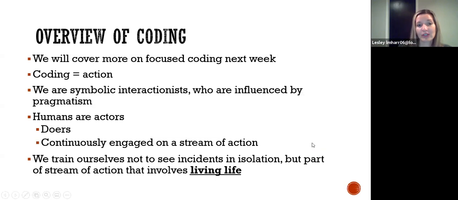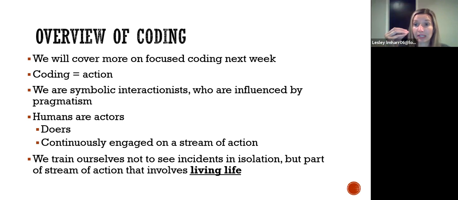So I first want to give us an overview of coding. What do we mean and what are we looking for in our data when it comes to initial coding? Today we're going to learn about initial coding, and next week we're going to learn about focused coding, which is an entirely different technique. And remember, we're moving up different levels of abstraction, from descriptive to abstract.